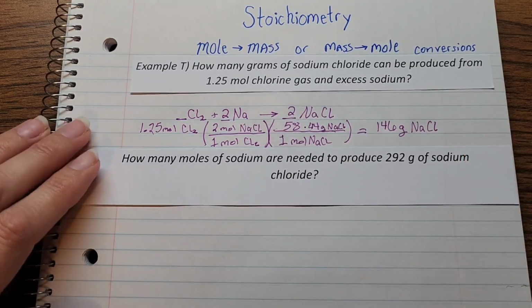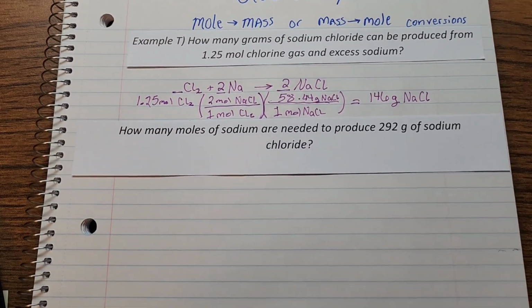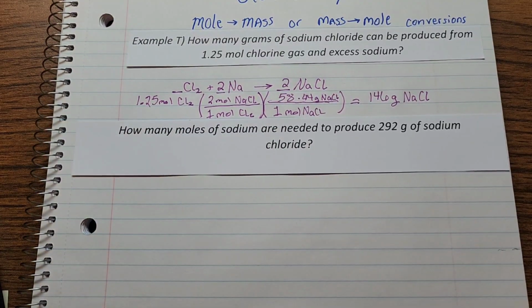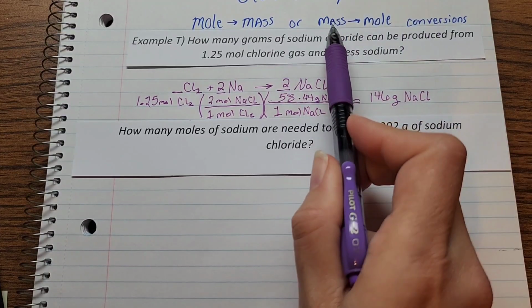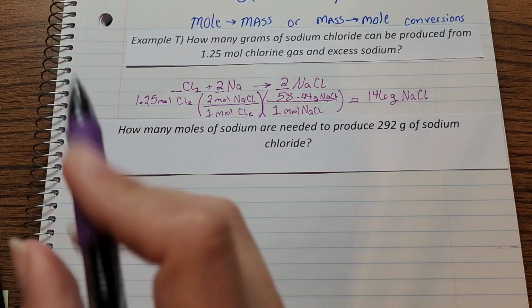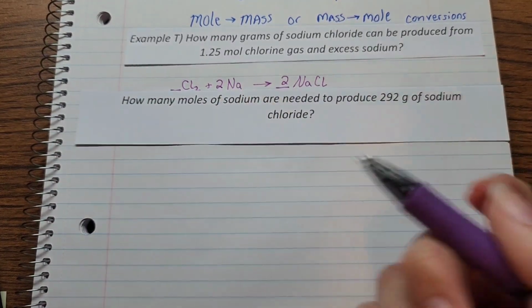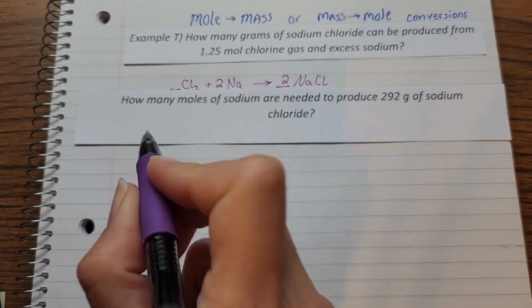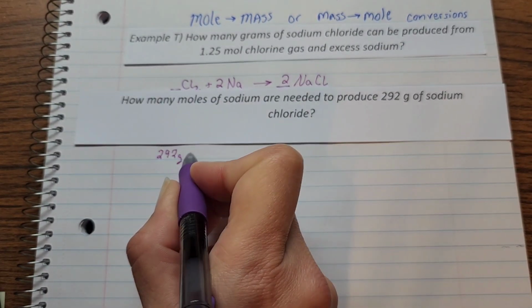Here's another question. How many moles of sodium are needed to produce 292 grams of sodium chloride? So now we're going to find the number of moles, starting with mass. This is a mass to mole conversion. The starting factor is 292 grams of sodium chloride.